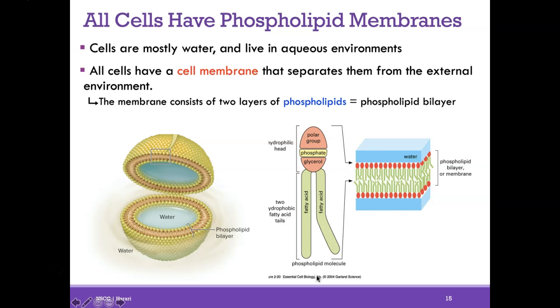Let's look at one phospholipid first. Each phospholipid has a hydrophilic head that has a phosphate group in it. That's why it's called a phospholipid. And then it has 2 hydrophobic fatty acid tails. Right? That's the hydrophobic portion.